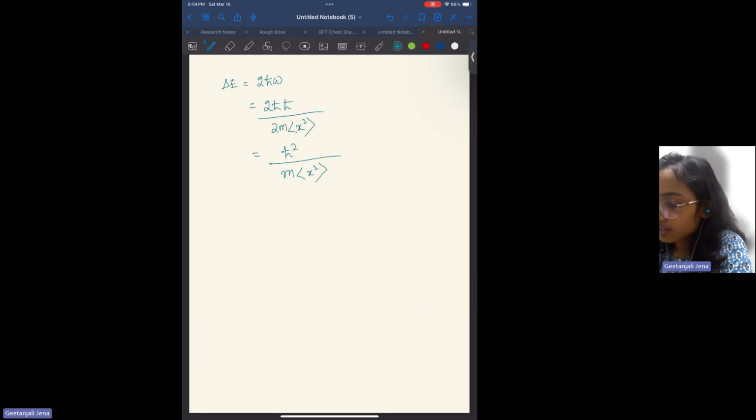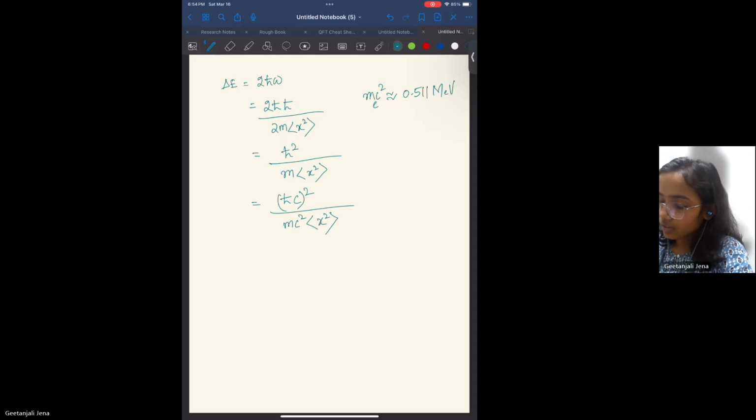What you can do is, it is given the particle is an electron, and you know the rest mass of electron, mc square, which is nothing but 0.511 mega electron volt. So use this one. For that you need to multiply c square in both numerator and denominator.